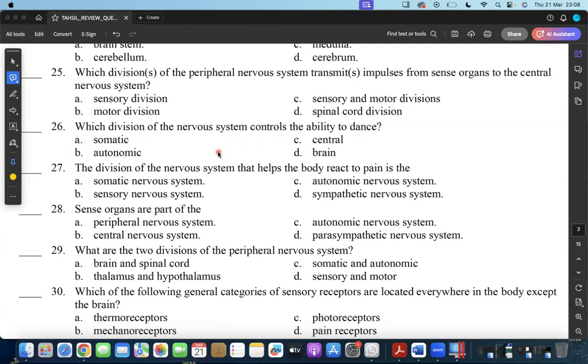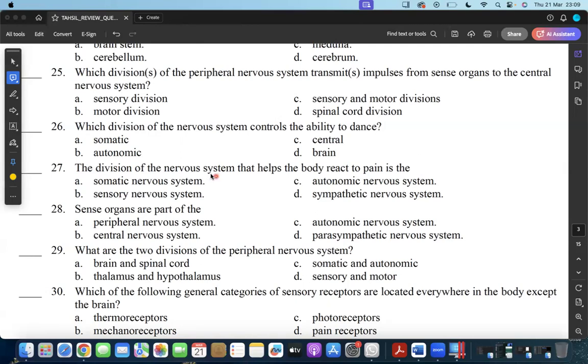The ability to dance has to do with you coordinating yourself, being able to move your legs so that you don't fall down. So which part of the nervous system is controlling the ability to do this? Is it the central nervous system? Is it the autonomic nervous system? Is it the somatic nervous system? The somatic nervous system is the one that actually helps to control the ability to take steps without making a mistake. So dancing is involved in it.